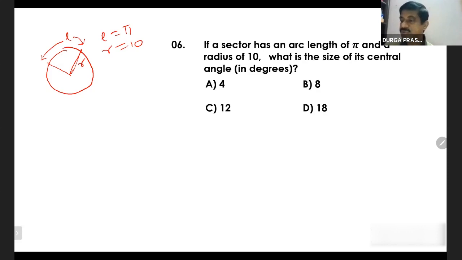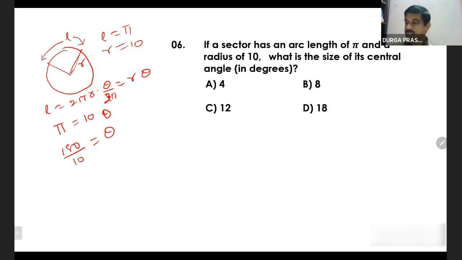So this is very, very important. Arc length is L, he said. So arc length L is 2 pi R into theta by 360, or 2 pi, so that is R theta. So he gave arc length is 5 and R is 10 theta. So pi is 180 degrees by 10 equal to theta. So theta equal to 18 degrees. Okay, that is option D.